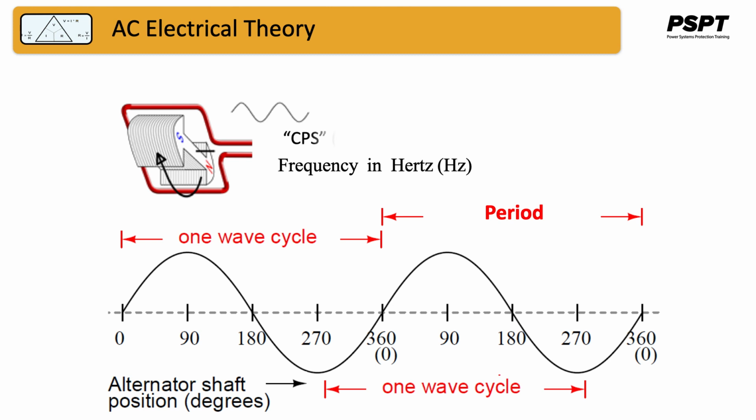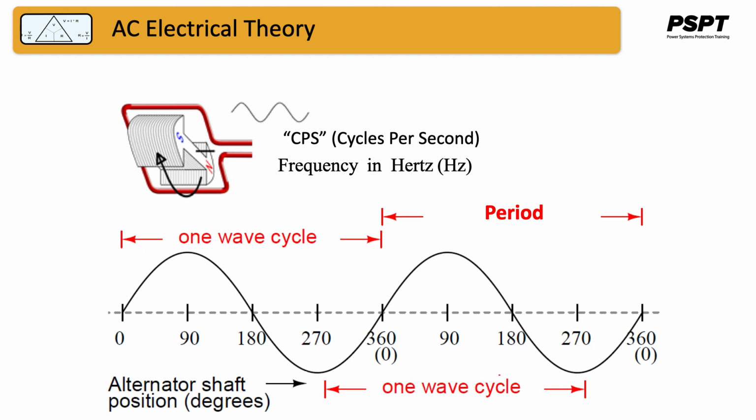Prior to the canonization of the hertz unit, frequency was simply expressed as cycles per second. Older meters and electronic equipment often bore frequency units of CPS, or cycles per second, instead of hertz.